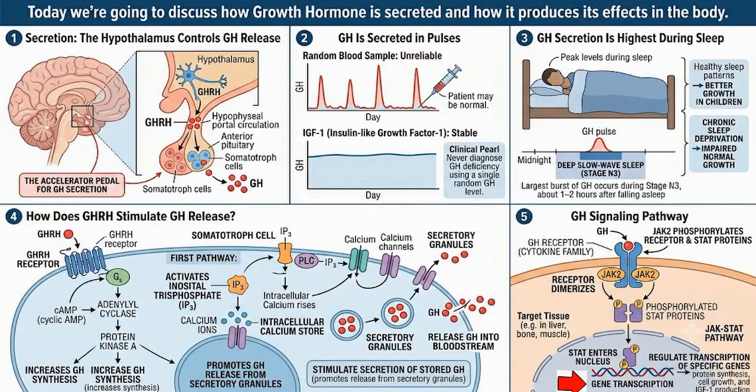These genes are responsible for many of the biological effects of growth hormone, including increased protein synthesis, enhanced cell growth, and stimulation of IGF-1 production by the liver. Because the signaling depends on activation of the JAK2 tyrosine kinase, we often describe GH as acting through a tyrosine kinase-associated JAK-STAT pathway, even though the receptor itself is not a receptor tyrosine kinase.